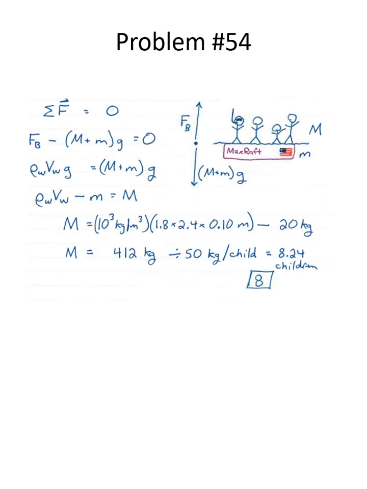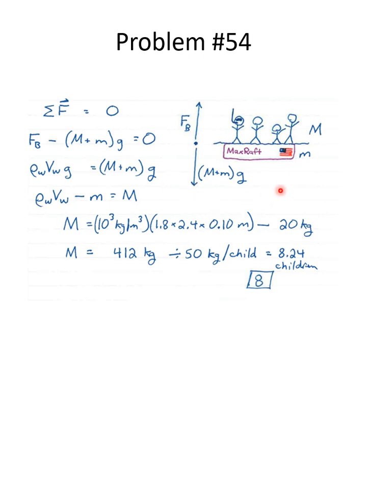Number 54. A newfangled swim float, the Max Raft by Watermat, measures 1.8 meters by 2.4 meters and is only 10 centimeters thick. Its mass is 20 kilograms. How many 50-kilogram children can the float accommodate before the water comes over its top surface? Assume the float stays perfectly level.